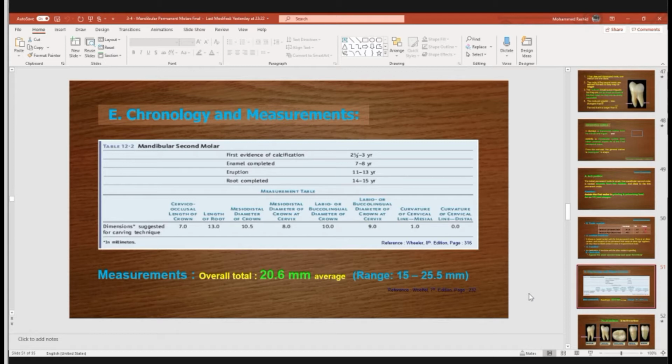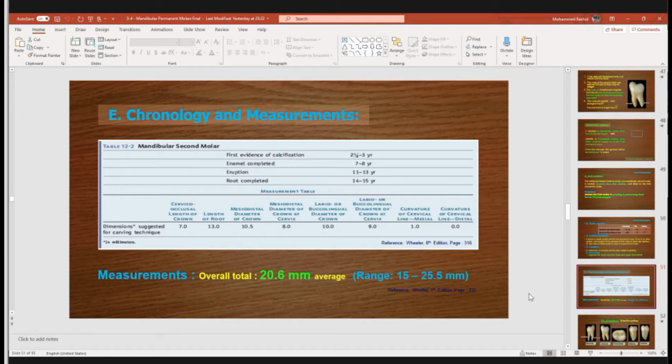But you should have an idea that the central incisor is about 10.5 millimeter, canine is about 11 millimeter, premolar is about 8.5 millimeter, like this. You should have an idea, but it is not important for the examination. Overall total is about 20.6 millimeter average, ranging from 15 to 25.5 millimeter.